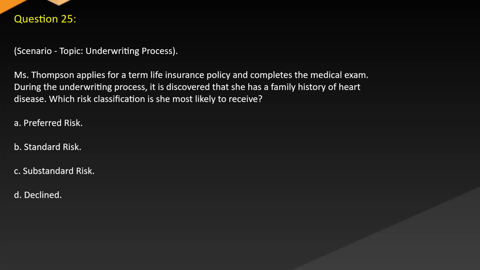Topic: Underwriting process. Ms. Thompson applies for a term life insurance policy and completes the medical exam. During the underwriting process, it is discovered that she has a family history of heart disease. Which risk classification is she most likely to receive? A. Preferred risk. B. Standard risk. C. Substandard risk. D. Decline.